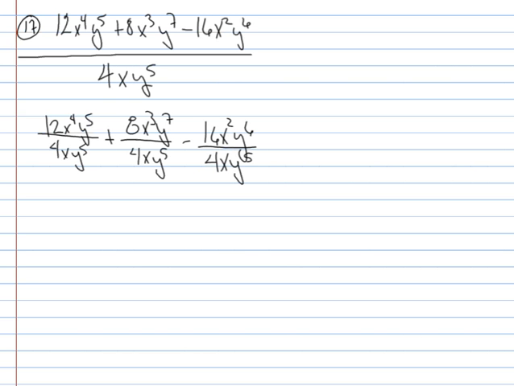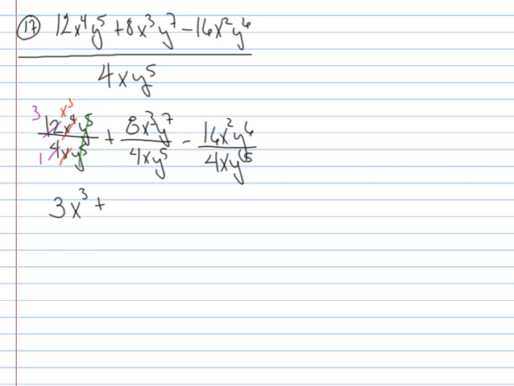Looking at this right here, I say, hey, I can reduce this. This gives me a 3, and that gives me a 1. With my x's, this one on top is larger, so this cancels and leaves x cubed. And then my y's are completely eliminated. So my first term is 3x cubed.